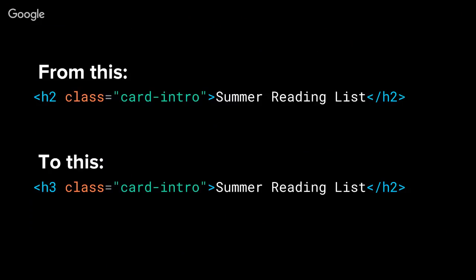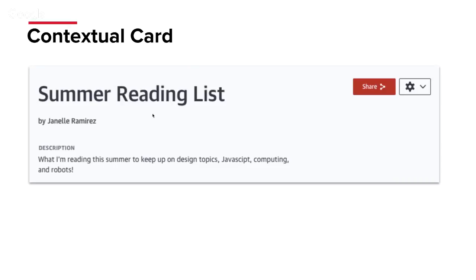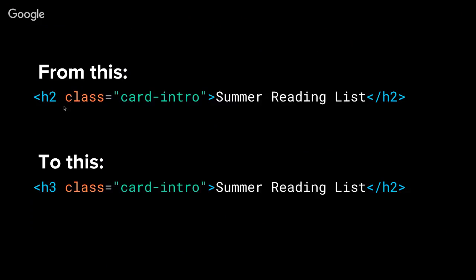We want to go from this H2. So maybe in one part of the page, you are putting this card component in the main section of your page, and maybe in a sub page, you want this same pattern, but in an area that is already in a hierarchical structure where this should not be an H2, it should be an H3. So we want to change this H2 to an H3, but we want to maintain the class.